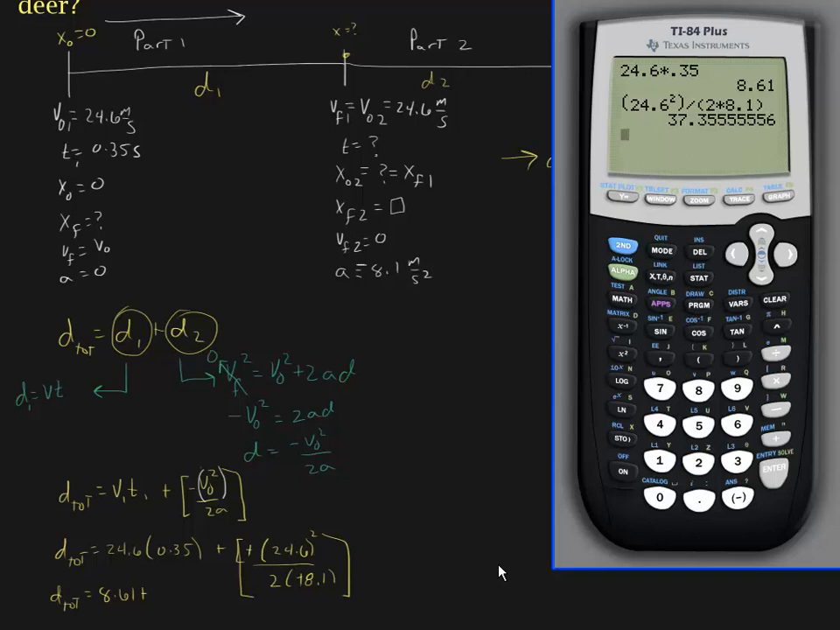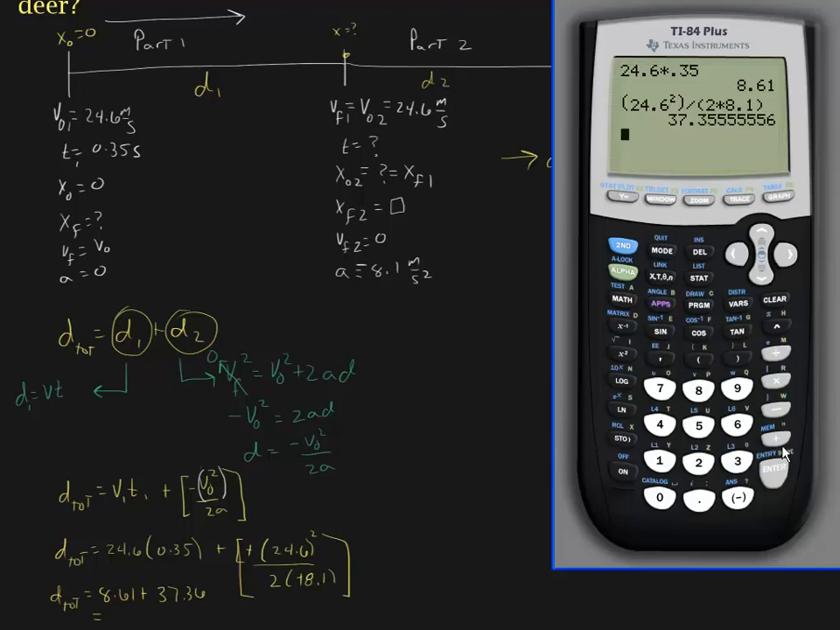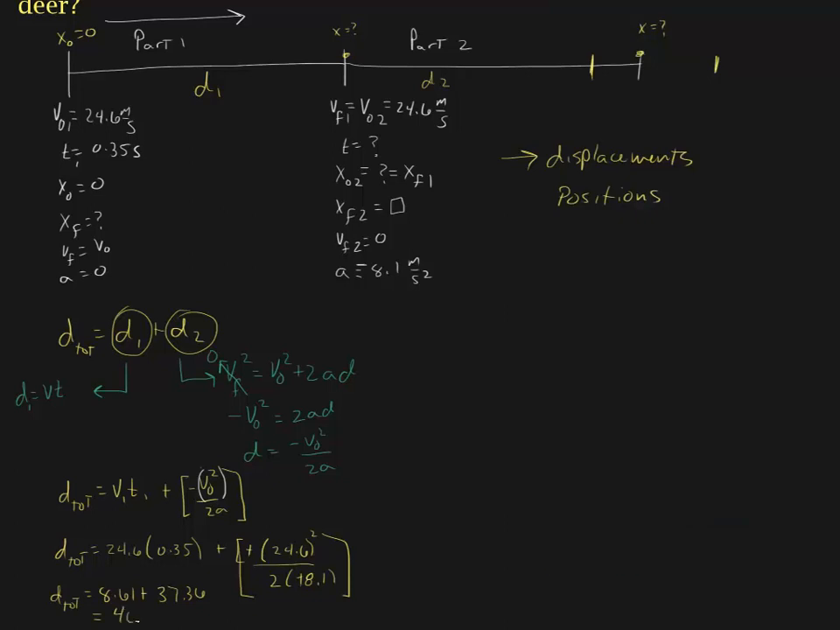That's going to be 37.36. So we get 37.36. And so D total then is going to be that plus 8.61, which is 46.0. So our displacement was 46.0 meters.